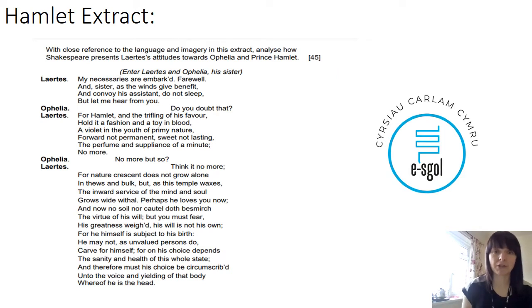Here we've got an extract from Hamlet. This is around the length of the extracts that you'll have. If you look at the question, with close reference to the language and imagery in this extract, already it's gearing you towards the analysis.